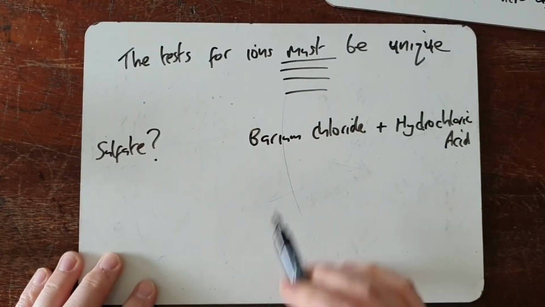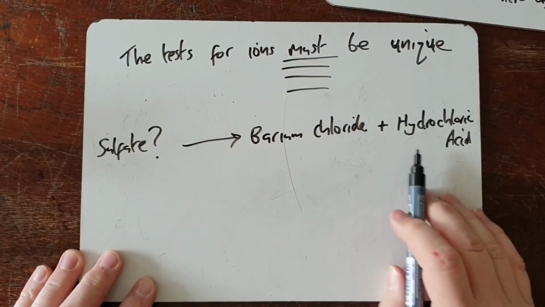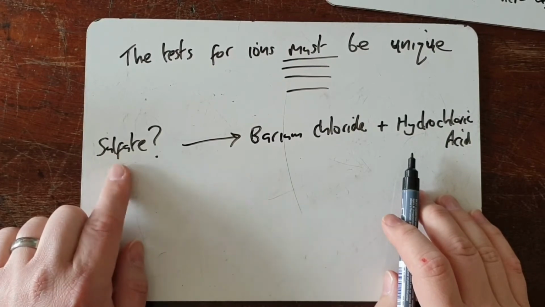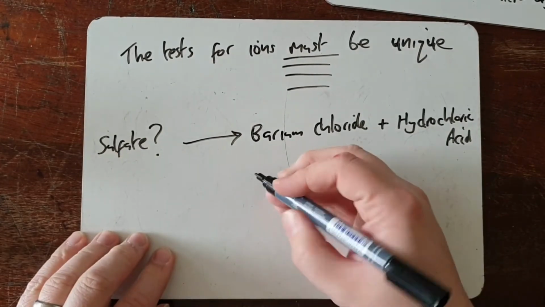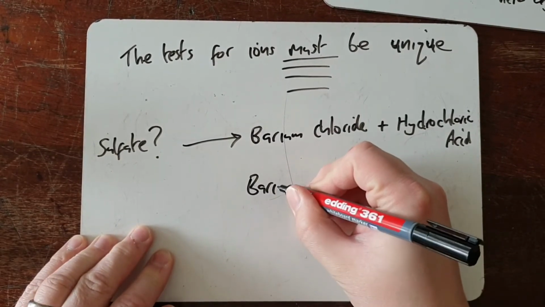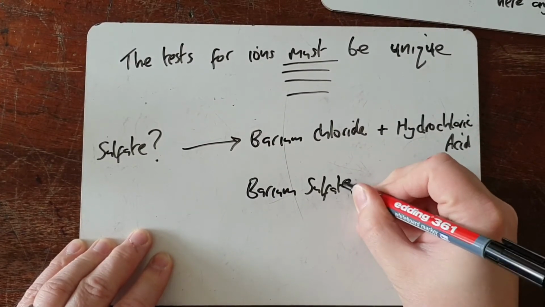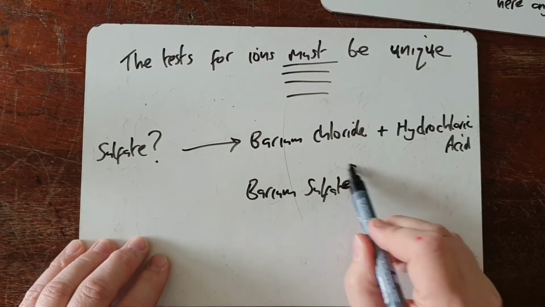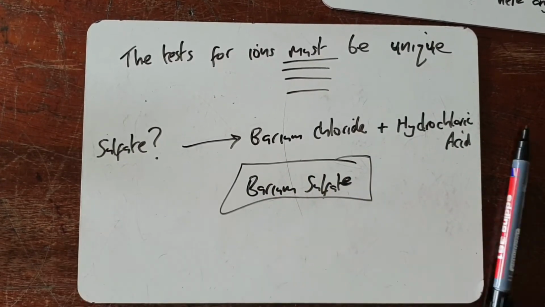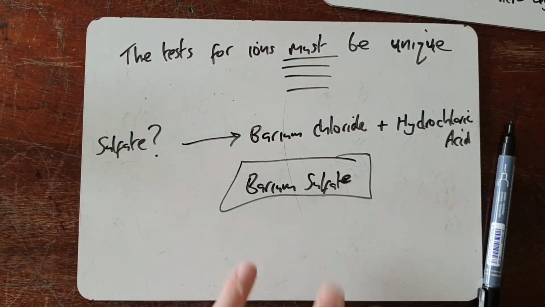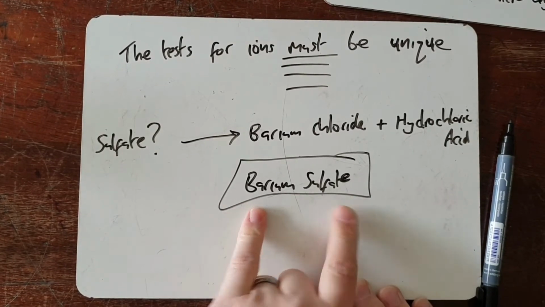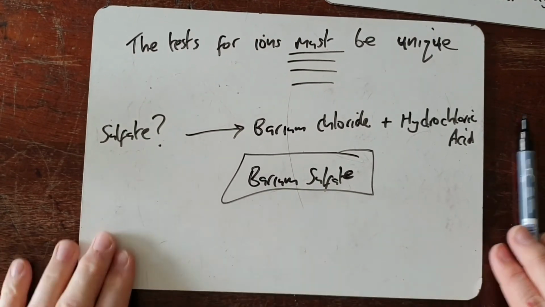Now, are there any sulfate ions? So we add these things. If there are any sulfate ions in our solution, then we will form barium sulfate. And barium sulfate is insoluble, so it will appear as a white precipitate. So if we see a white precipitate, we know it must be barium sulfate, which means there must have been sulfate ions at the start.